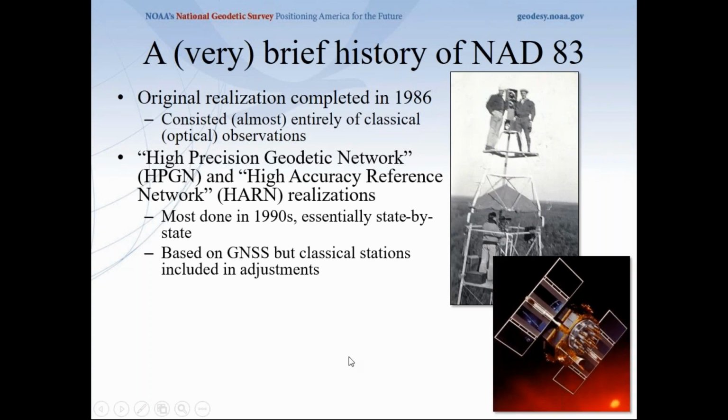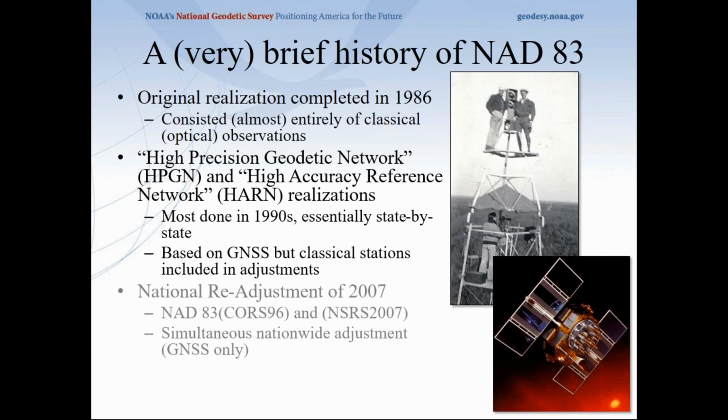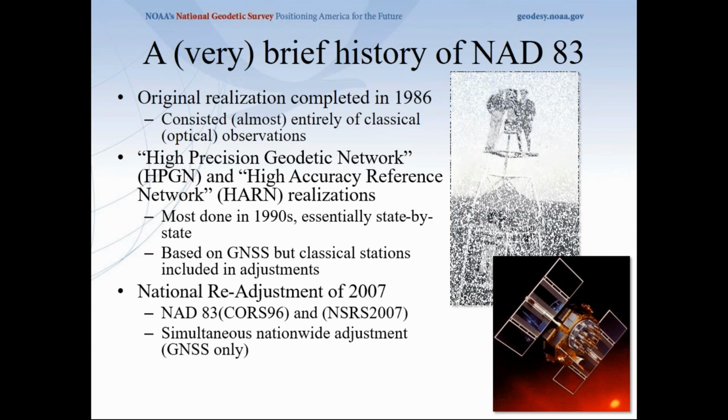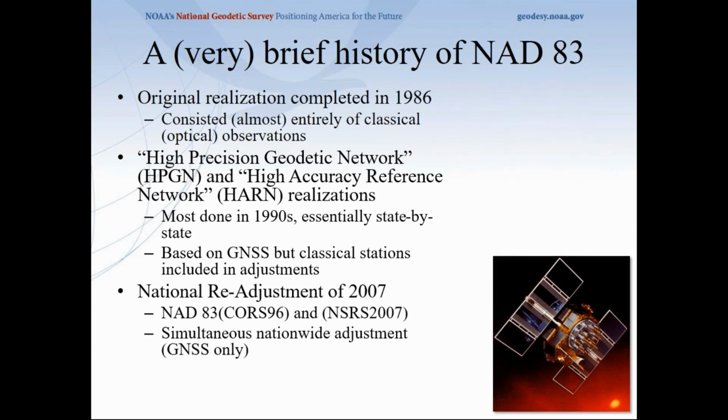So just an idea of where we came from. Okay, so NAD83-86 was our first realization of NAD83. That was done almost entirely of classical observations, right? So mountaintop to mountaintop, tower to tower, long-range distance, triangulation, horizontal angles, etc. Later in the 90s, we started to use GPS. So here in Vermont in 1992 was our first high accuracy reference network, which utilized GPS observations. And then later on, we started to incorporate the use of the national CORS, or continuously operating reference GPS stations, which had some impacts on the realization of our datum.